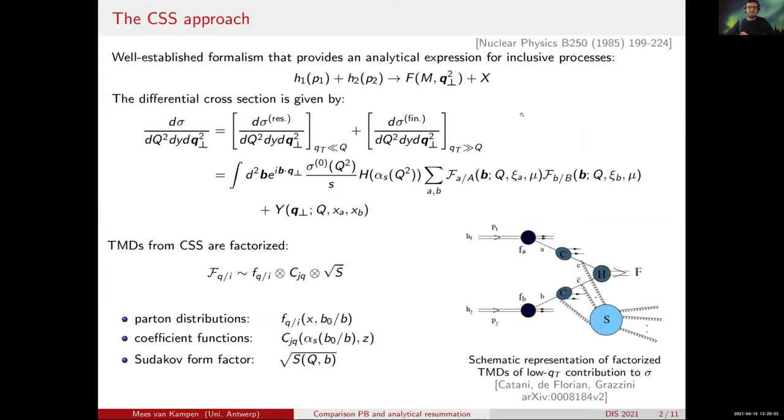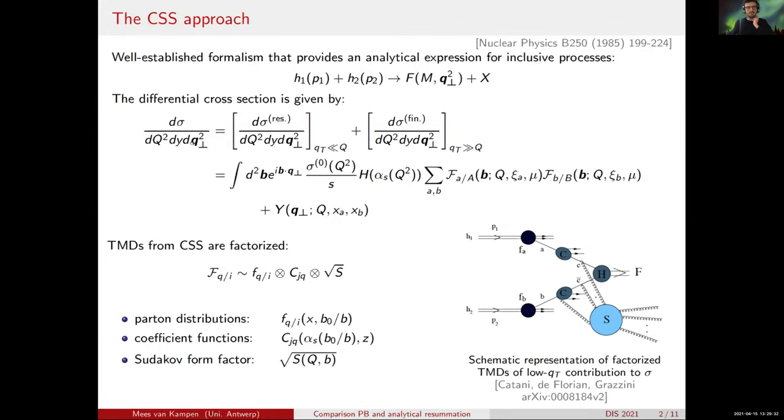And the two formalisms that I compare both implement a certain form of TMD factorization. First of all, the CSS approach by Collins, Soper and Sterman, and then the parton branching method. So I will introduce these two formalisms. The Collins-Soper-Sterman approach was developed in the 1980s and is a well-established formalism widely used to calculate the differential cross-section for inclusive hadronic processes. So in a hadronic collision, one can describe the production of a hard system that does not interact strongly, and anything else like jets.